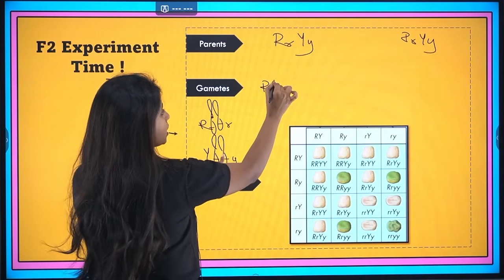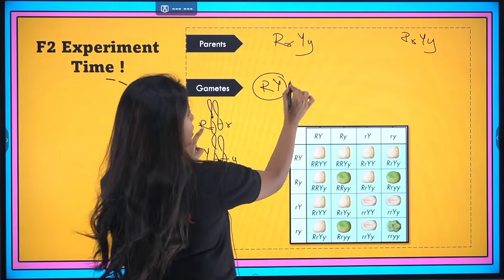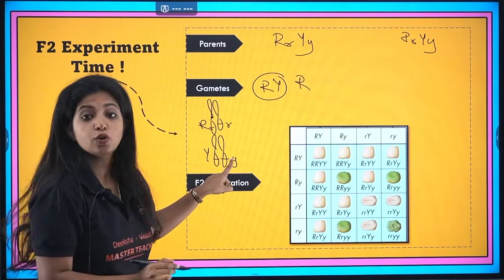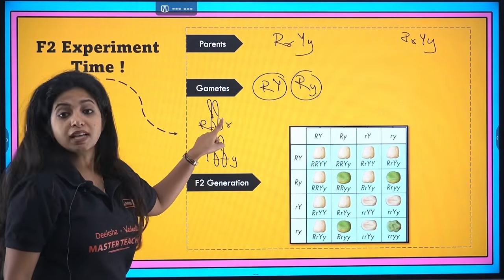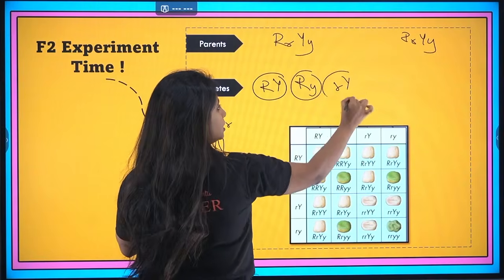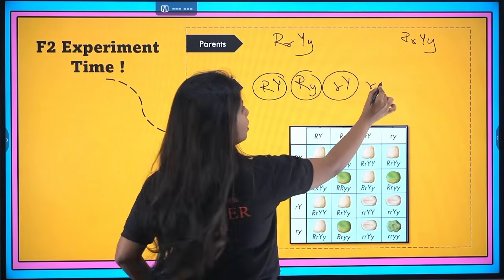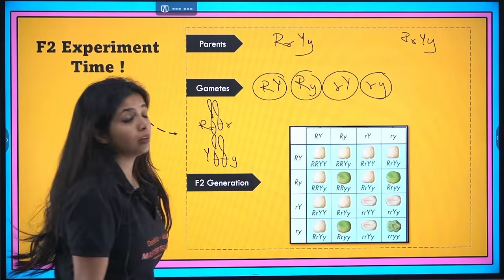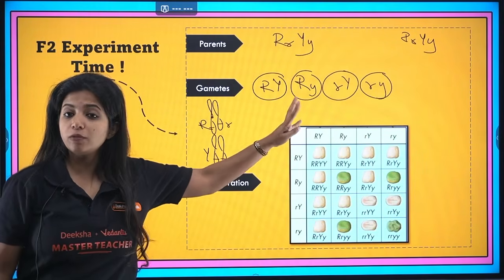From this pair, one can come. Suppose it is capital Y. This is one gamete. Another gamete, from here you got capital R, from here you got small y. This is another gamete. What about again? This is going to come small r, and from here capital Y can come. This is another gamete, and again the small r is there and you get small y. This is another gamete. So how many types of gametes are you getting over here? 4 types of gametes you get over here.